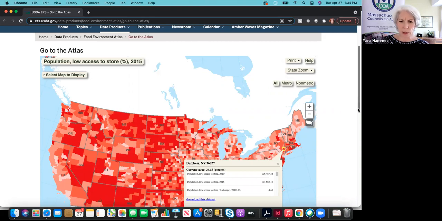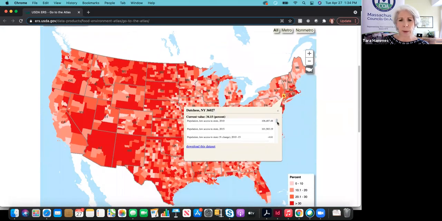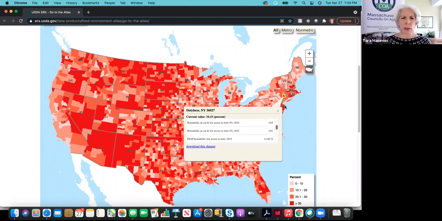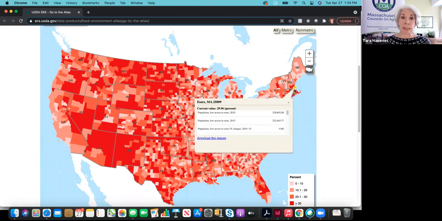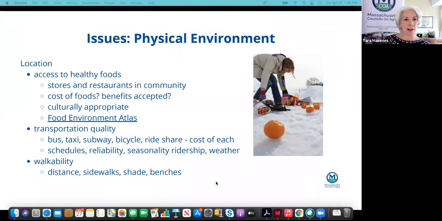And then actually, if you go into that box, it will give you additional data. So you can see even how many folks are low income and have low access to stores. So this just gives you a finer detail of what we're talking about. And there are other maps other than the stores, but I wanted you to have this just so you could literally and figuratively get a better picture of it. So thank you, Ariel.